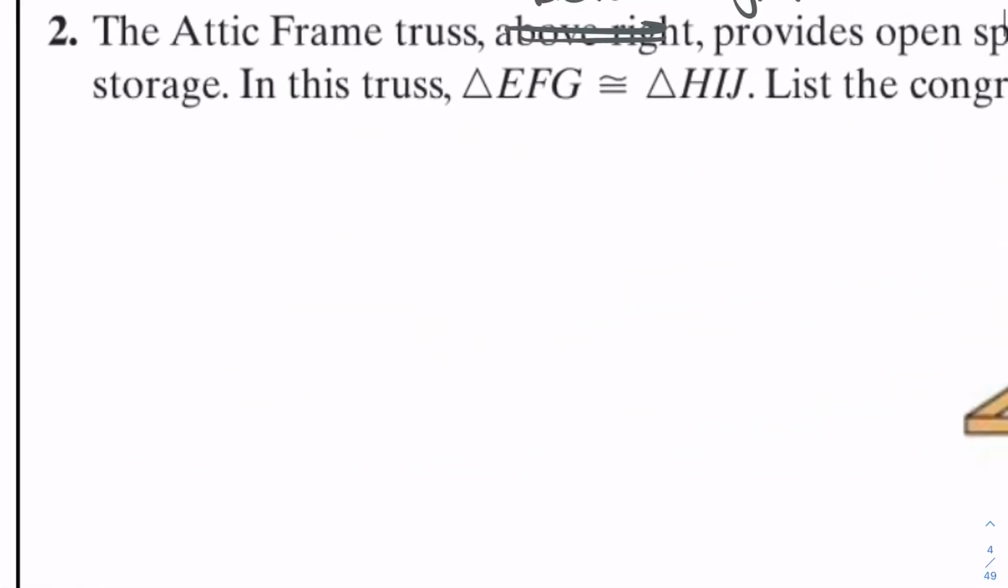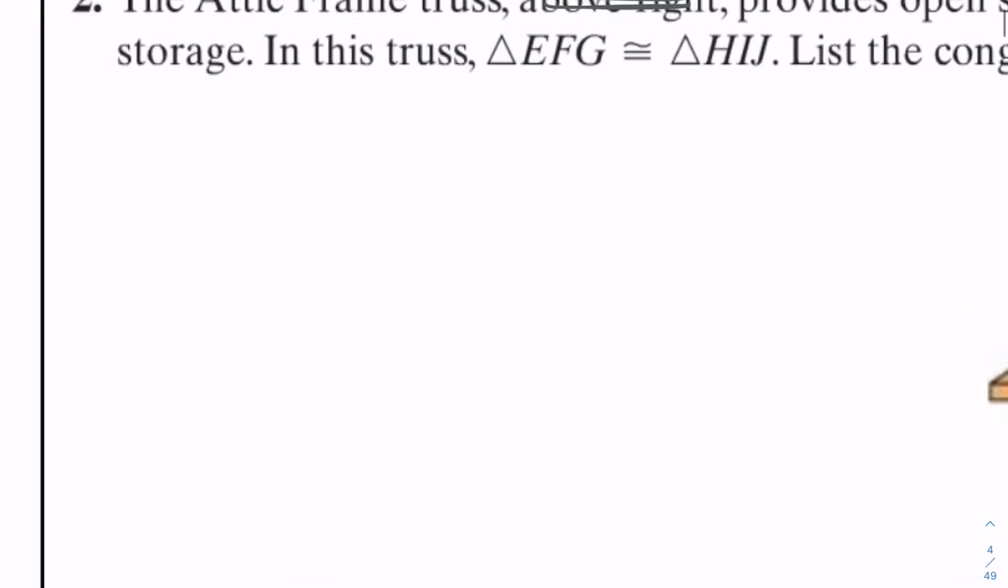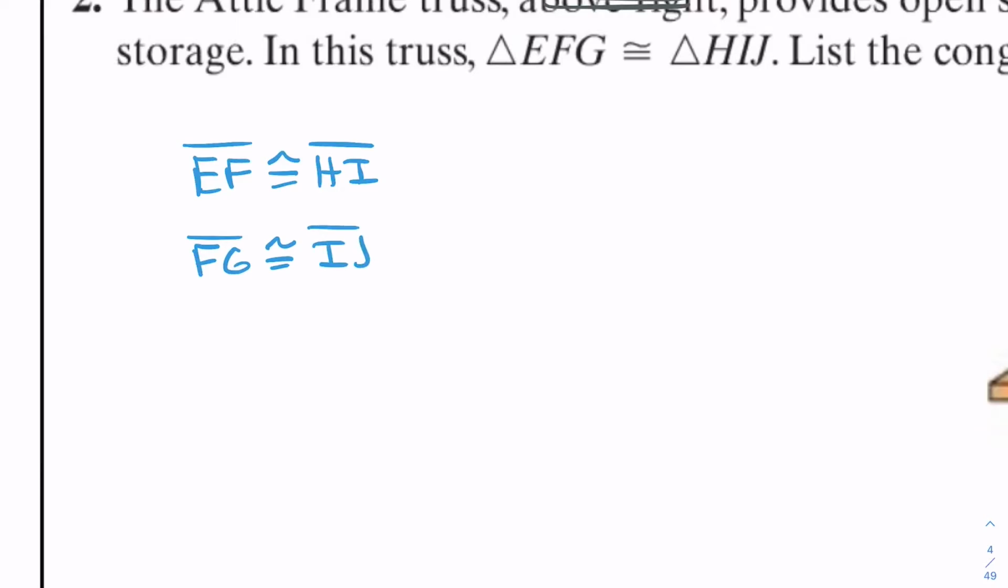So what I'm going to do is just list out all those corresponding parts. The first one is going to be, I think, my sides. So EF is congruent to HI. FG is congruent to IJ. And I'll keep with the order. So GE instead of EG, I'll say GE, which is going from left to right. So I ended at G. I got to cycle back to GE. I got to do the same thing here. JH. Order's going to matter here. You have to go in perfect order.